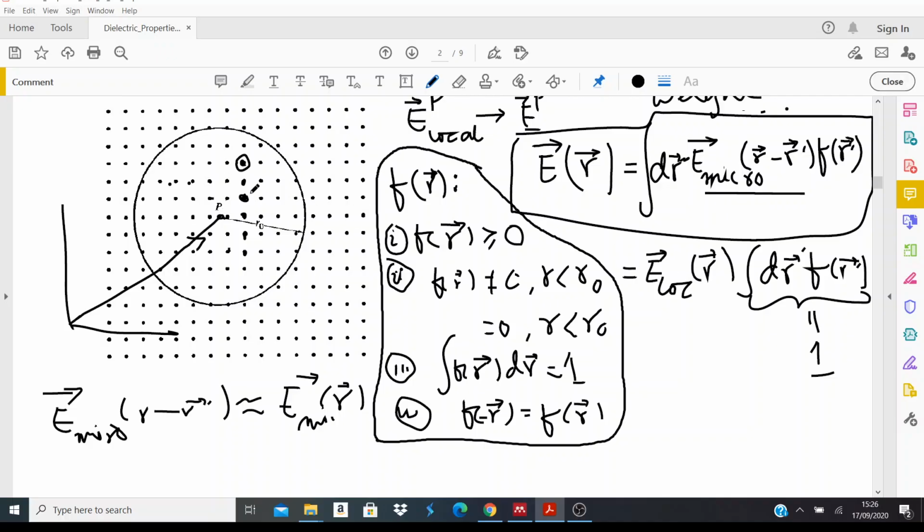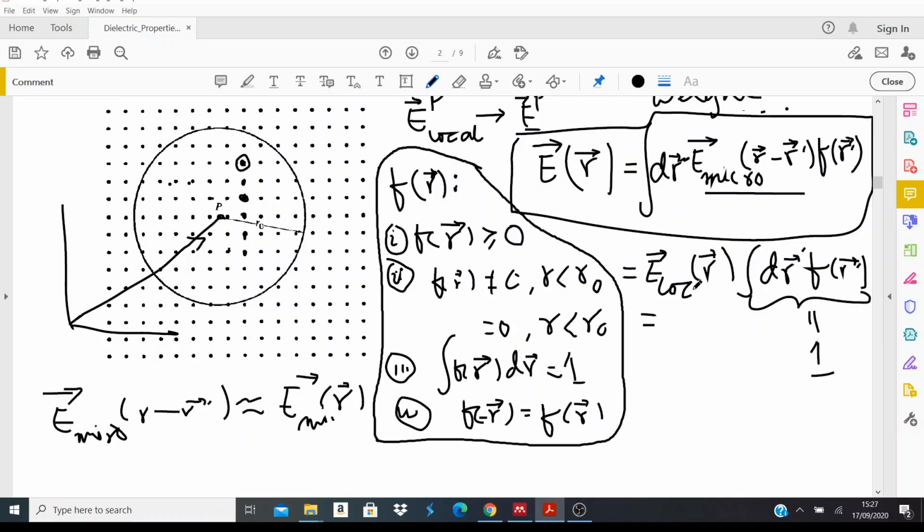When is that the case? Because I don't see any variation over every point around this R naught. So whatever the field is here, the same should be here. That should be your local field. So the way you perform the average makes sense, and it will give you the exact local field equal to the macroscopic field, because there is no significant variation within this sphere. I hope I am able to make this point.